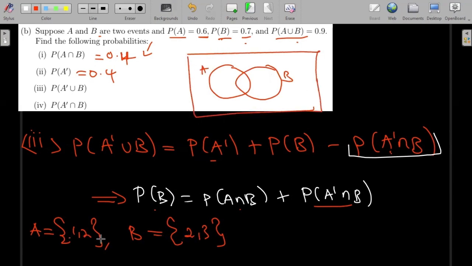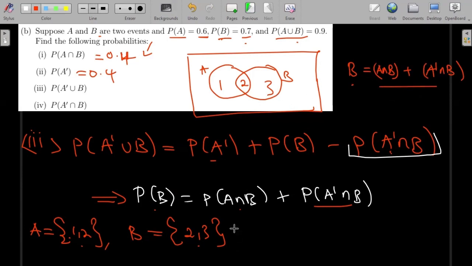What is the intersection between these two sets? It's just 2, so I'll put it there because 2 appears here and there. In A, I also have 1, and in B, I also have 3. So it turns out that if I write this equation, set B is the same as A intersection B plus A complement intersection B, it's true. So we can prove it from here.